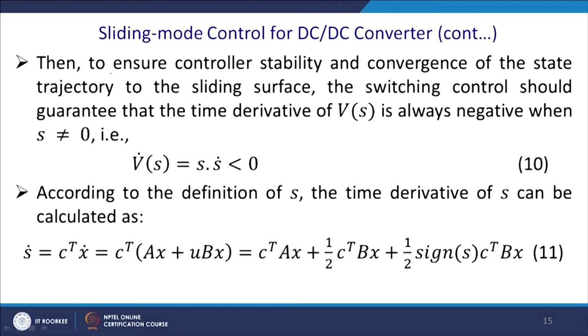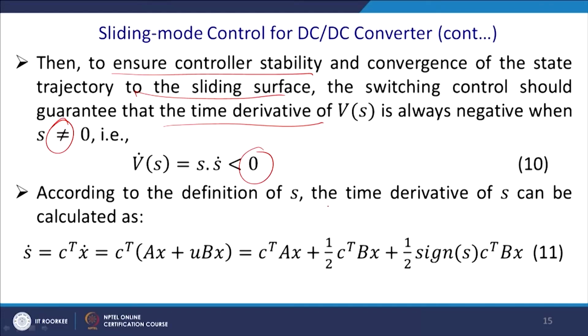Then, to ensure the controller stability and the convergence of the state trajectory into the desired point directly to the sliding surface, the switching control should guarantee the time derivative of Vs is always negative. That means energy is decreasing and it is coming close to the error point, S not equal to 0 and S dot should be less than 0. That is Lyapunov's energy criteria.